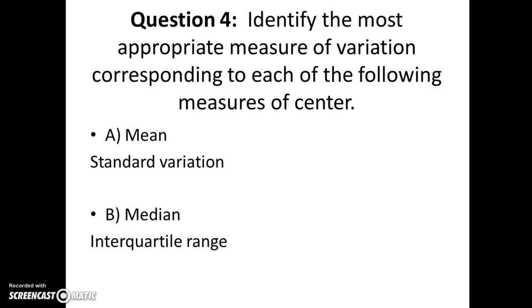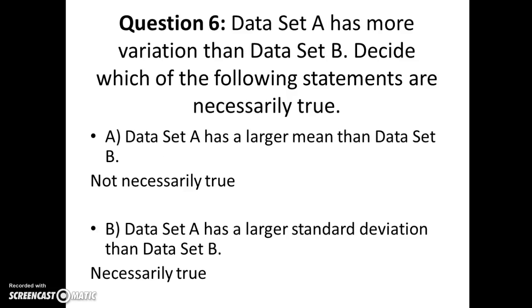So we use mean to find standard deviation, and we use median to find interquartile range. How do we do that? What we do is you find the median of the data, and you find the median of the first half and the median of the second half, and the difference between the median of the second half and the median of the first half is going to give the interquartile range. So we use median to find interquartile range.